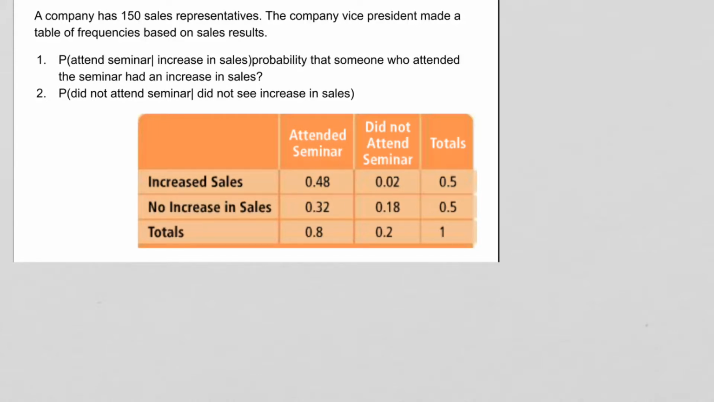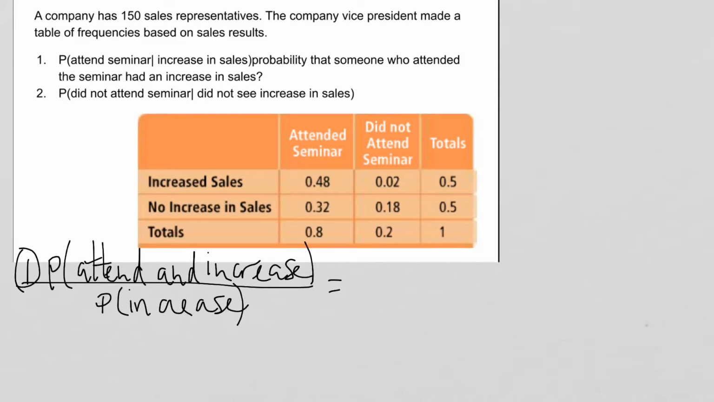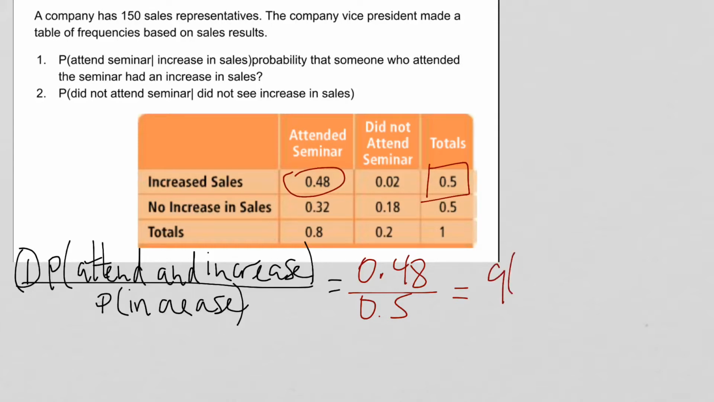come back and see if you have the right answers. Okay, so for the first one there, I'm finding the probability of attending the seminar given increase in sales. So I'm finding the probability of attending and increasing, which if I take a look, attending and increase in sales is 0.48. So that's going to be on the top, divided by total increase in sales. If I take a look at this row, that's 0.5. Go ahead and divide that. That comes out to almost 96% of those representatives.